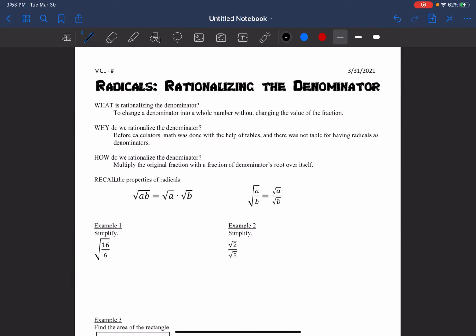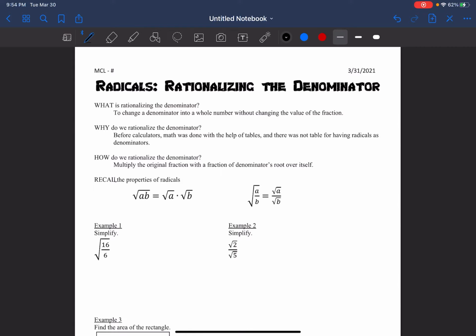The main reason why we are doing this today is because before the time of calculators, when math was done, it was done with the help of different tables, different resources. By tables, I mean, think about the multiplication chart. You were able to figure out what 12 times 12 was really quick when using the multiplication chart. Very similar, there were tables for the square roots of certain numbers, but there were no tables for when a fraction had a square root as the denominator.